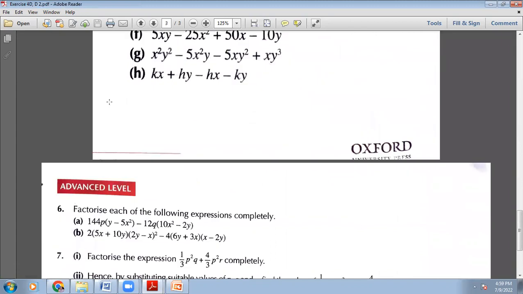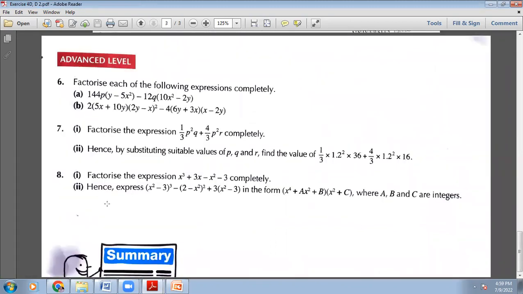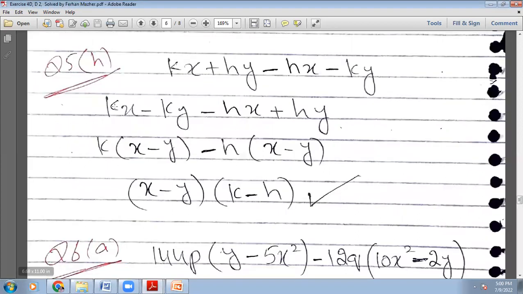Okay, so we are going to the next question. The next question is question number 6. It says, factorize each of the following expressions completely. The first one is 144p bracket y minus 5x squared bracket close, minus 12q bracket 10x squared minus 2y bracket close. So we have to basically factorize them.